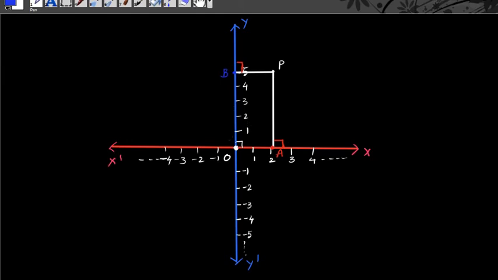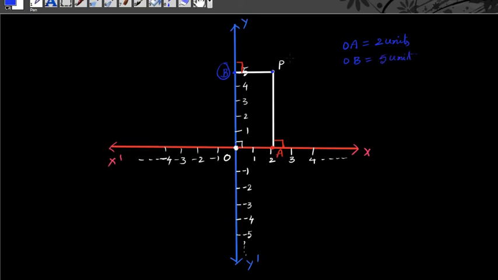Here observe that A is called the foot of the perpendicular of P on the x-axis, and B is also called the foot of the perpendicular of P on the y-axis. Here we have to find the distance from origin to point A. So how much is the distance from origin to A? That is OA. OA means the distance from O to A. How much? 2 units distance. Next, in the same way, OB, the distance from origin to B, is 5 units distance.